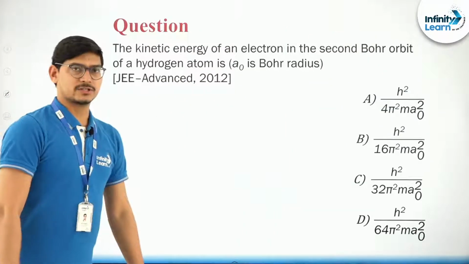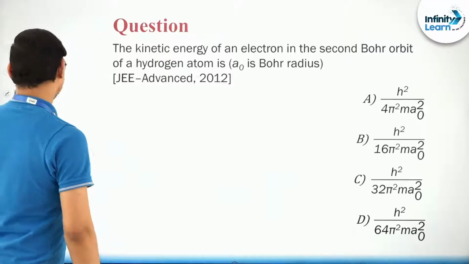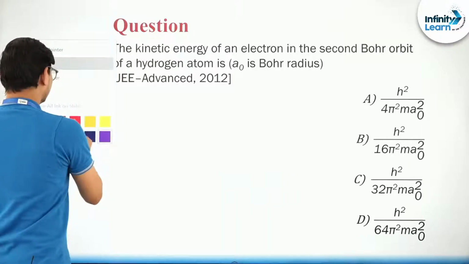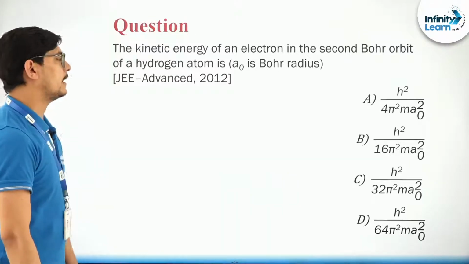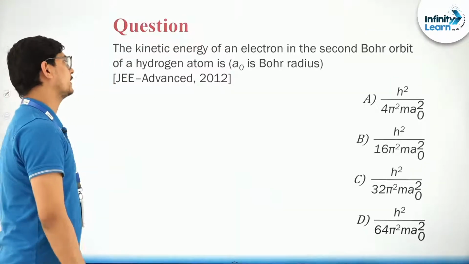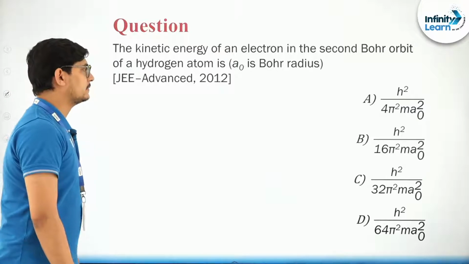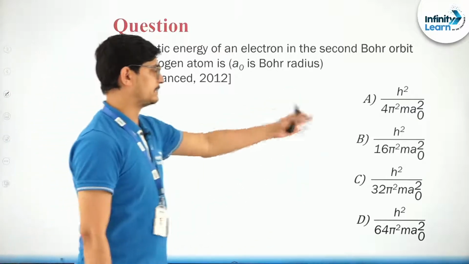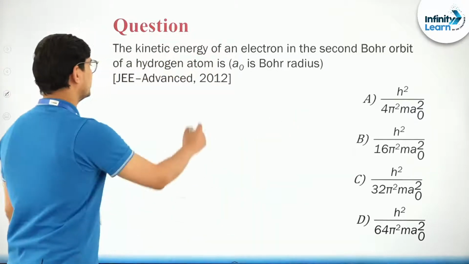So let's take a question. Think about how to solve it. The kinetic energy of an electron in the second Bohr orbit of a hydrogen atom is what? The expression. This is a previous year question.